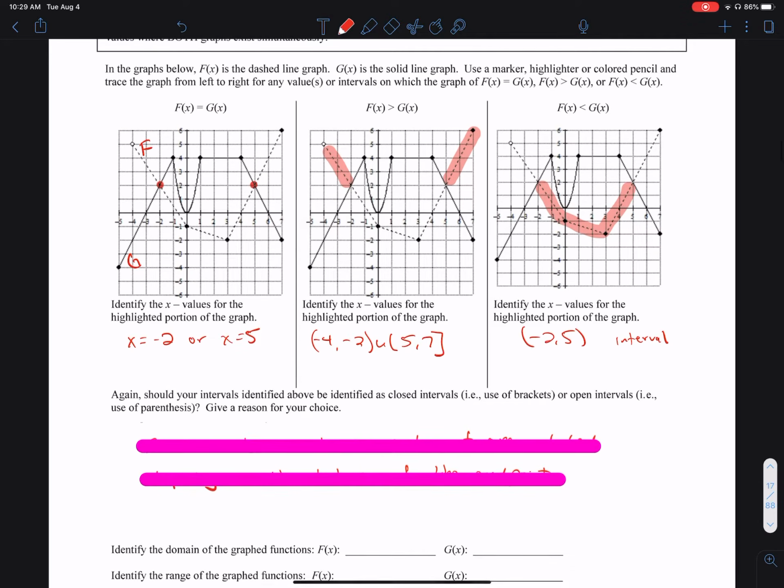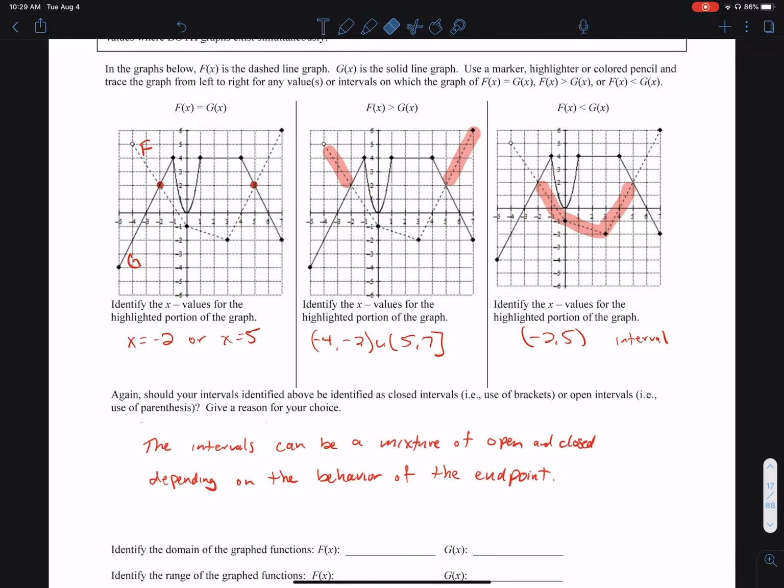Again, we've asked this question 3 times previously. Should your intervals identified above be identified as closed intervals, brackets, or open intervals, which are parentheses? Give a reason for your choice. The intervals can be a mixture of open and closed depending on the behavior of the endpoint.